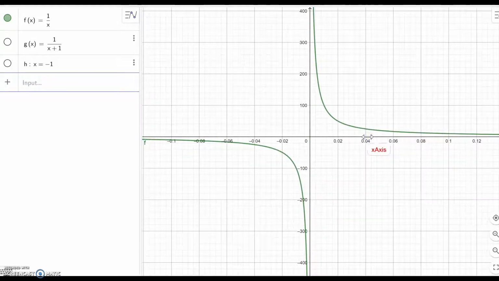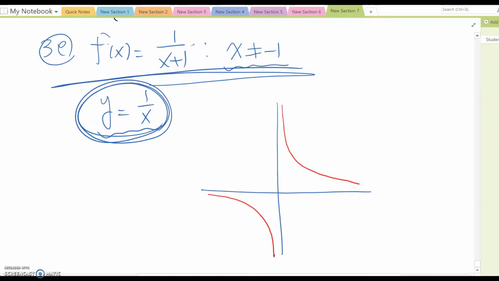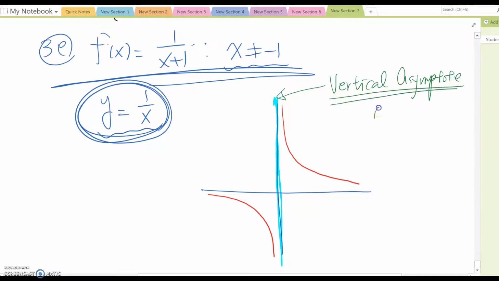Then what can you conclude based on this fact? The graph looks like this and this, but this line never touches the y-axis, which is the x equal to 0 line here. And this line, we have a special name for that. This is our vertical asymptote. I'm going to call it VA, for vertical asymptote, from here.